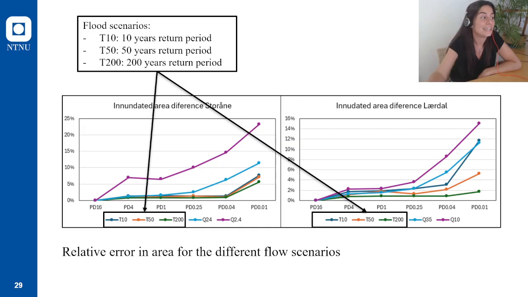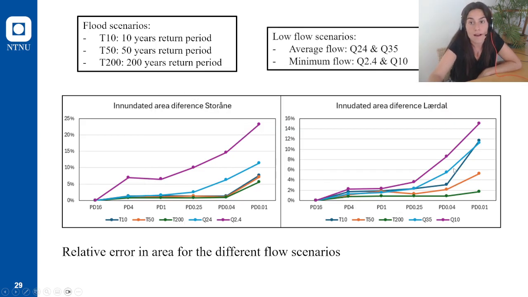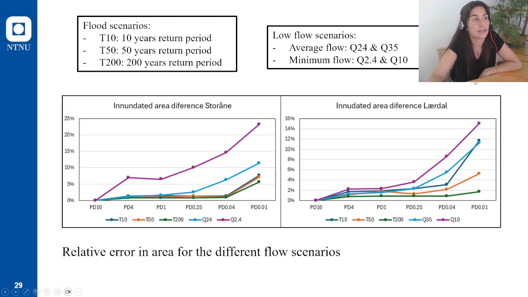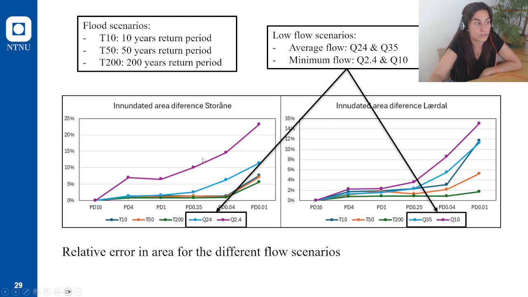So we can see the inundated area difference is not as big for these three. These are the smaller errors. While for low flow scenarios, average flow and minimum flow, we find the largest error. You can see it in the purple and the blue line.